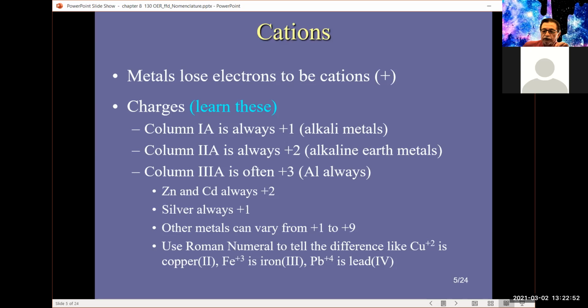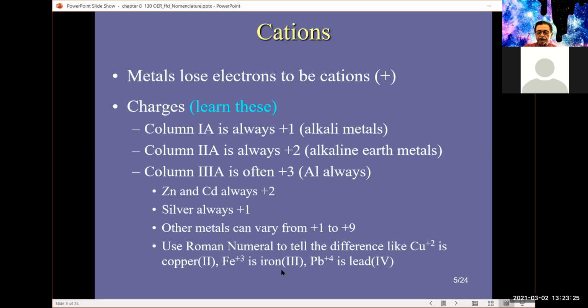Okay. Iron 3+, when we write that out, we write iron, parentheses, Roman numeral III. Lead in this state has a +4. Therefore, we write lead, parentheses, IV, to represent the oxidation state of that variable oxidation state metal. So if it was copper 1, then we would use Roman numeral I, okay?